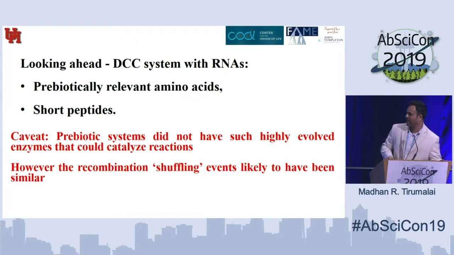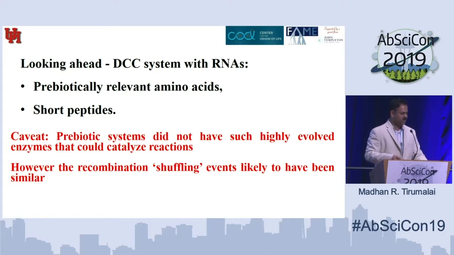Now, looking ahead, we are thinking of using the DCC system with RNAs as well as prebiotically relevant amino acids. These are amino acids which have been cataloged very well by Paul Higgs and as well as Irene Shen's group, and as well as using combination of these amino acids in short peptides. Again, I have to make this caveat that prebiotic systems did not have these enzymes. We are only interested in the dynamics of the RNA sequence-based exploration, right?